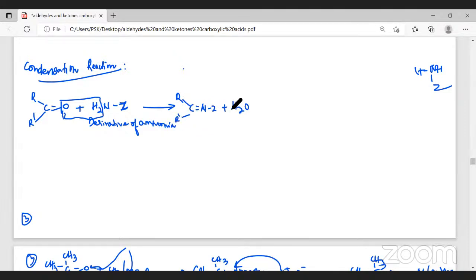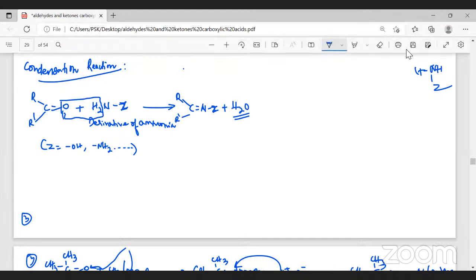So this Z can be what? Here, Z can be OH, or it can be NH2, or it can be CONH2, etc. So Z can be anything. This kind of reaction, condensation reaction, is a reaction in which we get a product and also a byproduct. In addition reactions, like hydrogen cyanide and sodium bisulfite that we learned previously, there were no byproducts. But in condensation reactions, there will be byproducts, like water.